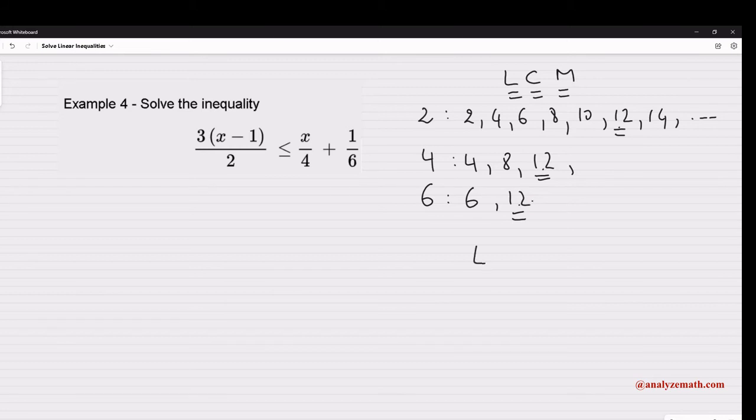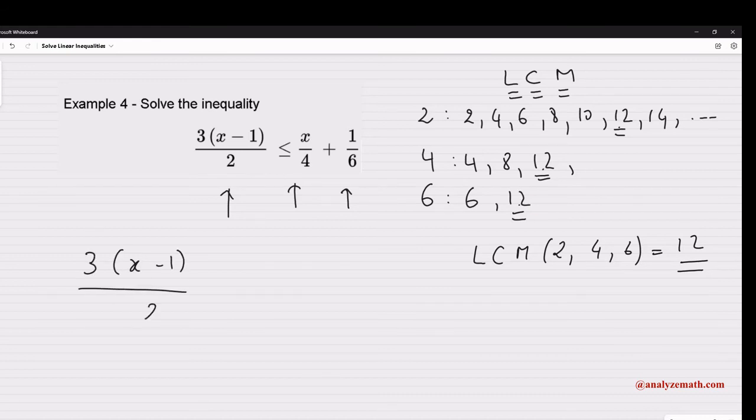So the LCM of 2, 4, 6 is equal to 12, and we are going to use this 12 here to simplify our inequality. How do we do that? We multiply all terms of the inequality by 12, all terms. This one, and this one. So we start. Times 12.